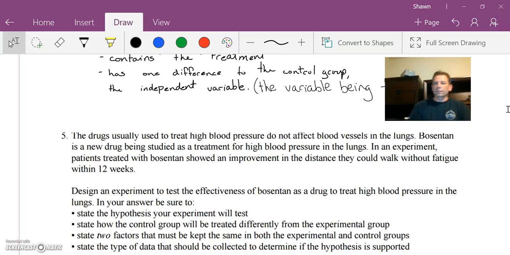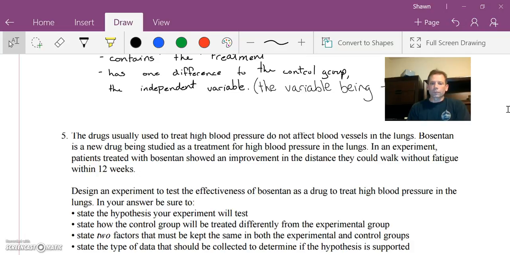Well, that one has to be based on bosentan, and what we could say is, if we have some studies done already, that we can certainly say that bosentan would decrease the blood pressure. You could say that, but also you could say that bosentan would also increase the distance that patients could walk as well. So either one of those could be acceptable because they're all predictions based on that.